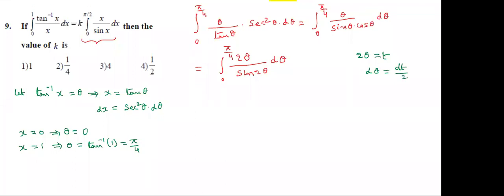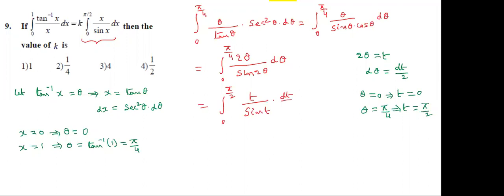Now we want to change the limits also. If theta is equal to 0, then what is t? t is also 0. If theta is equal to pi by 4, then what is t? t is equal to 2 into pi by 4, that is pi by 2. So those values we substitute here. Integration 0 to pi by 2, 2 theta means t divided by sin t, dt by 2. So here 1 by 2 we take outside.